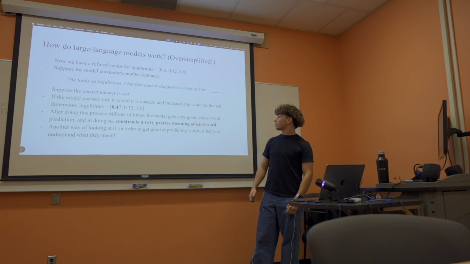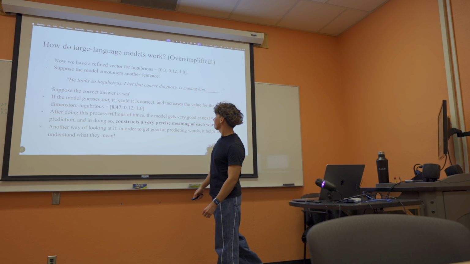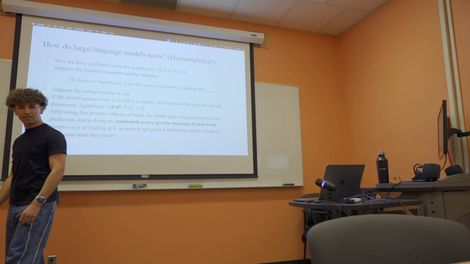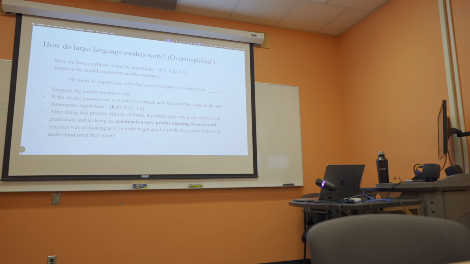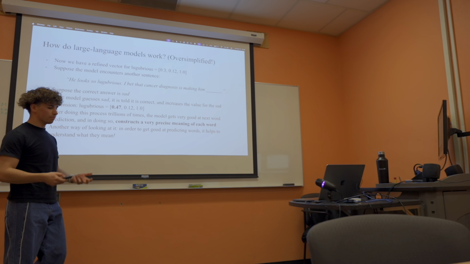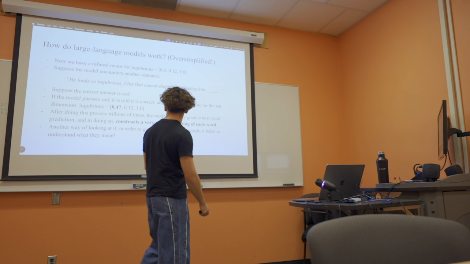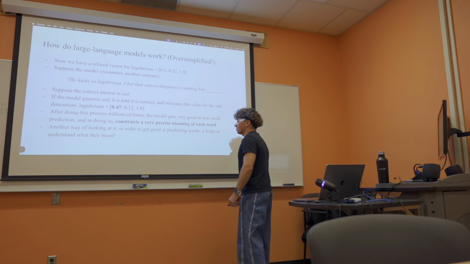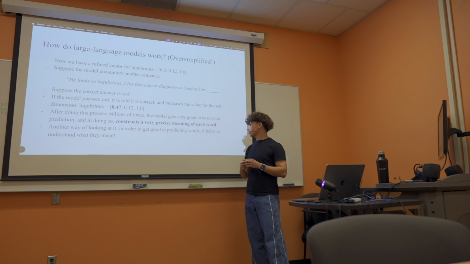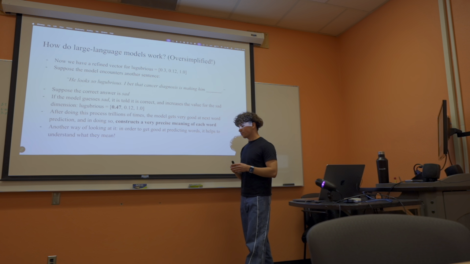And suppose you have another sentence: "He looks so lugubrious. I bet that cancer diagnosis is making him blank." The correct word is sad, and the model guesses sad. In that case, it increases the co-occurrence value for the sad dimension. In this pattern, basically, it learns meaning through co-occurrence. You can also look at it this way: in order to get good at predicting words, you have to understand what they mean. That's just part of the training.